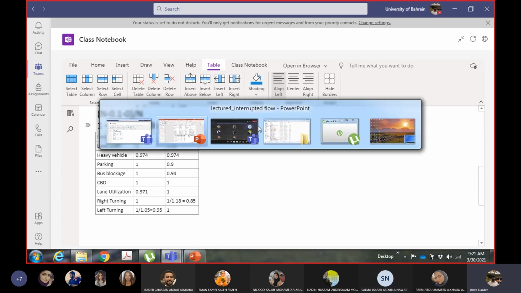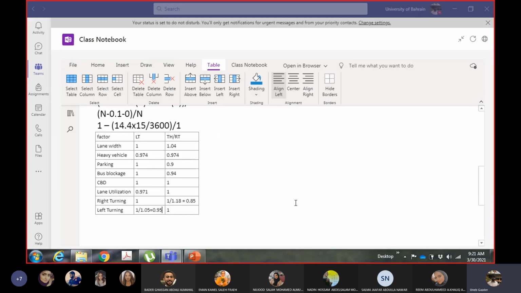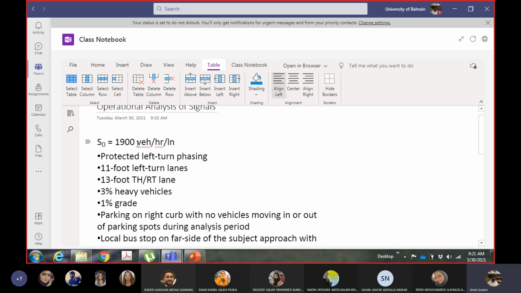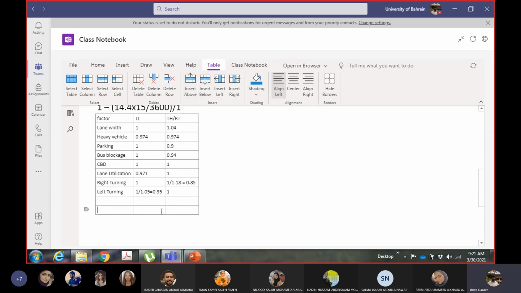Okay. Are we left with any other factor? We are done, right? Pedestrians, bicycles not present as well. Even if they were present, we would not have included them. So the base flow rate is 1900 for each lane, and then you multiply with all these factors. So how much flow rate are you getting? What's the base flow rate again? 1900.